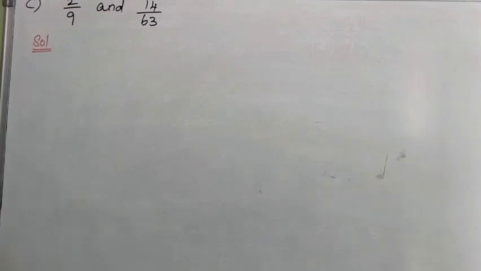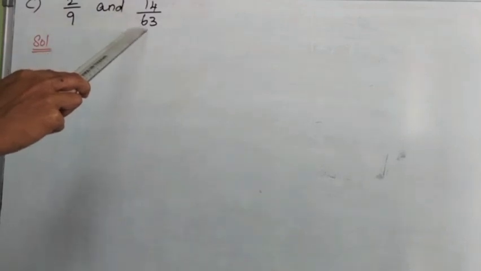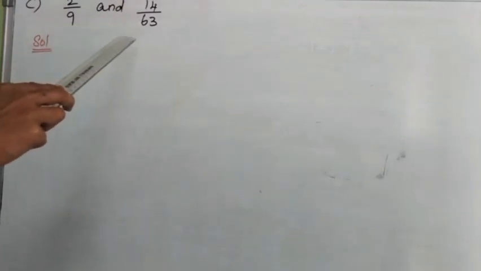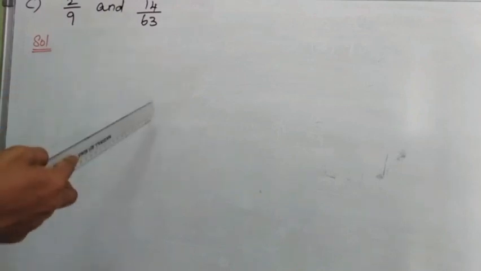See the next sum: 2 divided by 9 and 14 divided by 63. We have to check whether these two rational numbers are equivalent or not.